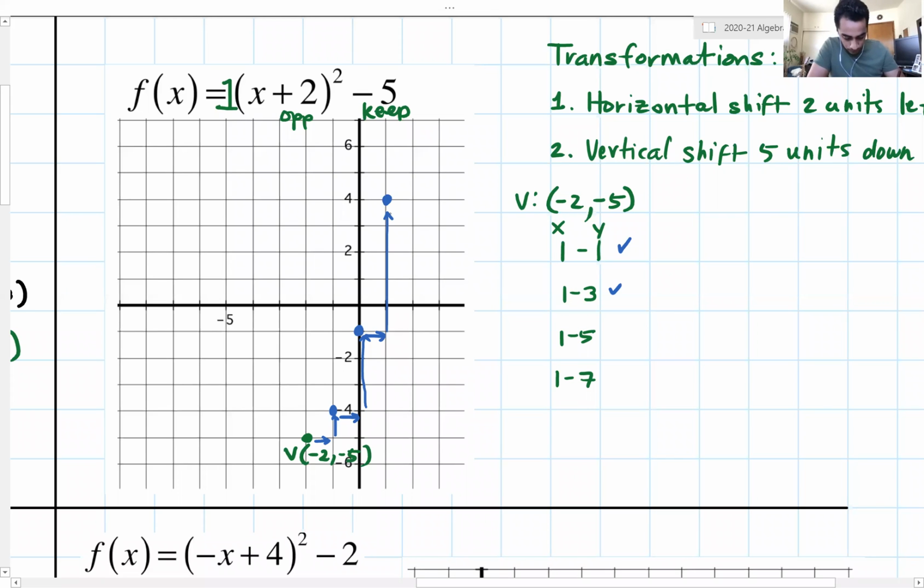Okay. And guess what? The parabola is symmetric. So the same pattern that you followed going to the right, now you do the same thing going to the left. So 1 unit over, 1 unit up, 1 unit over, 3 units up, 1 unit over, 5 units up. All right, and so we've satisfied that pattern.